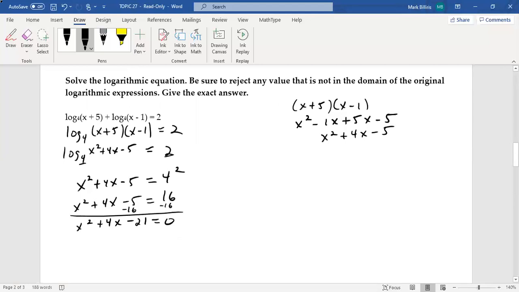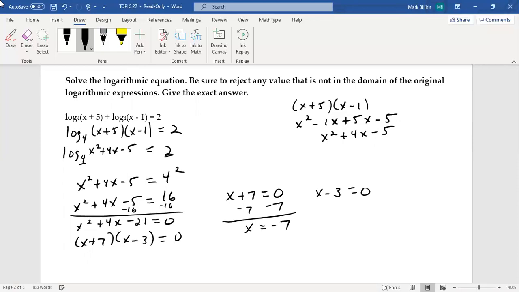Now you're going to use your shortcut in factoring. Remember, we're going to look at the factors of negative 21 that add to a positive 4. So that's going to be a positive 7 and a negative 3. So next, I set each factor to 0 to solve. So I have x plus 7 equals 0 and x minus 3 equals 0. So one possible answer is x equals negative 7. The other possible answer is x equals 3.